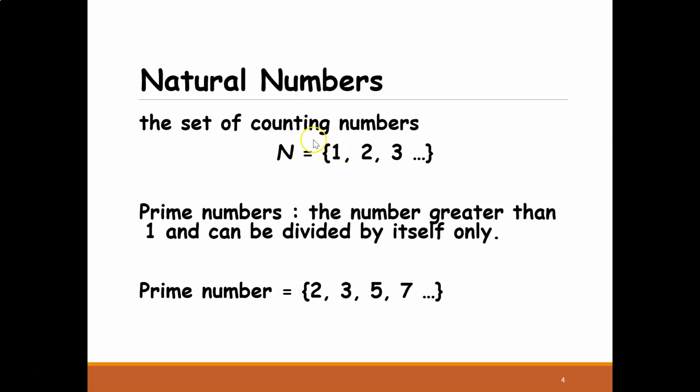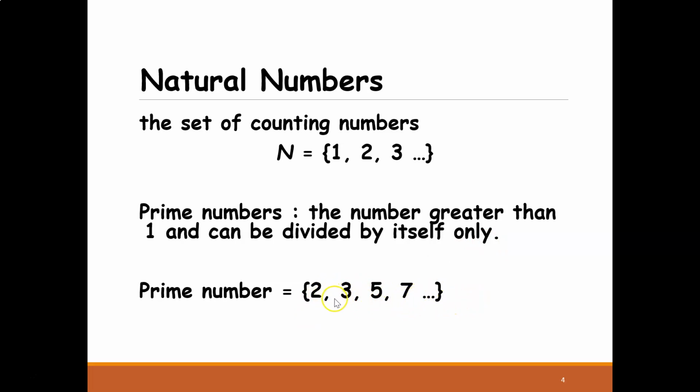So in natural numbers also you will have prime numbers. So what is prime numbers? The number greater than 1 and can be divided by itself only. Which means that in prime numbers, you will start with 2 because the number must be greater than 1 and can be divided by itself only. So you will start with 2, 3, 5, 7, and so on.